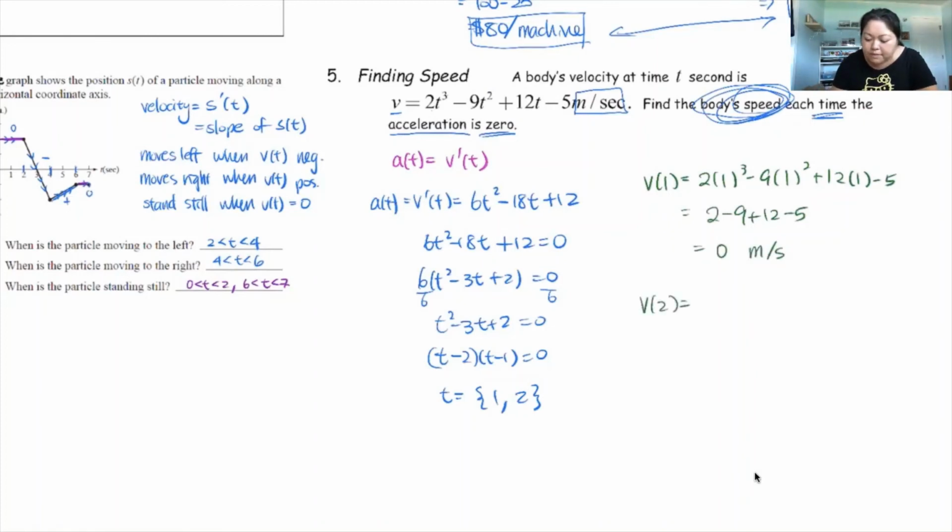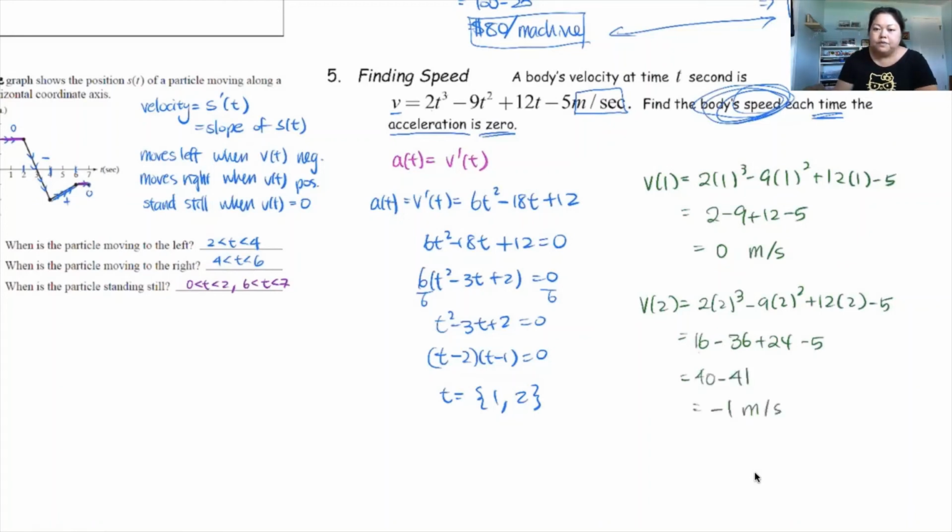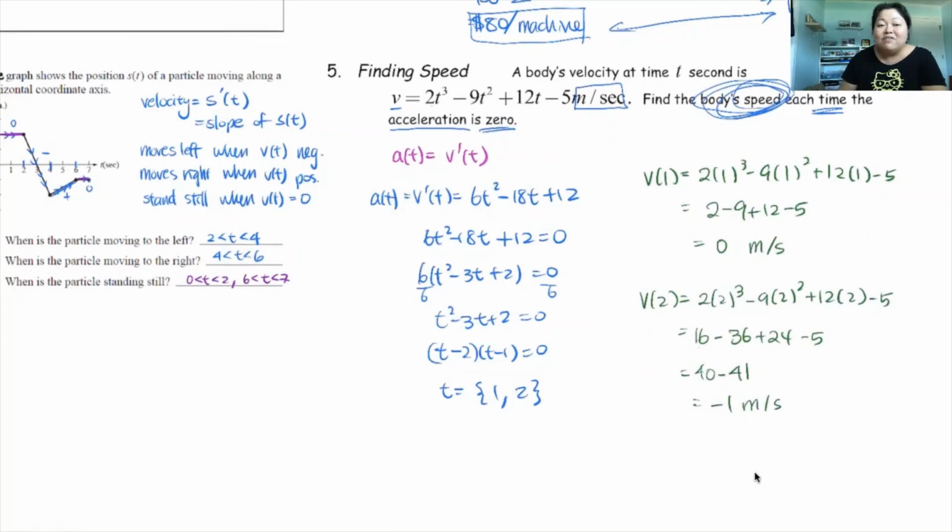At 2 seconds, what am I going to get? So I get 2 times 2 cubed minus 9 times 2 squared plus 12 times 2 minus 5. So that gives me 2 times 8 is 16, minus 4 times 9 is 36, plus 24 minus 5. So that gives me 40 minus 41, which is negative 1 meters per second. Okay, so again, this is the velocity at those 2 points. So you get 0 meters per second and negative 1 meters per second, but this is velocity.